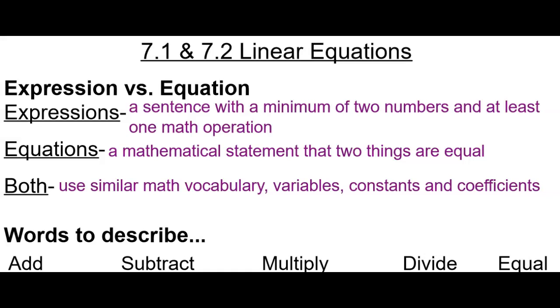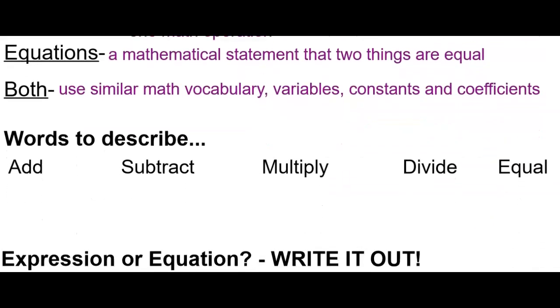All right, once you're done with your vocab, we need to take a look at the many different ways to say the different math operations. So the next part is words that we could use to describe add, subtract, multiply, divide, and equal. There are a lot of different ways that we use these words. So for example, add, the most common we use is sum. We could also say two more than a number, which means we're increasing.